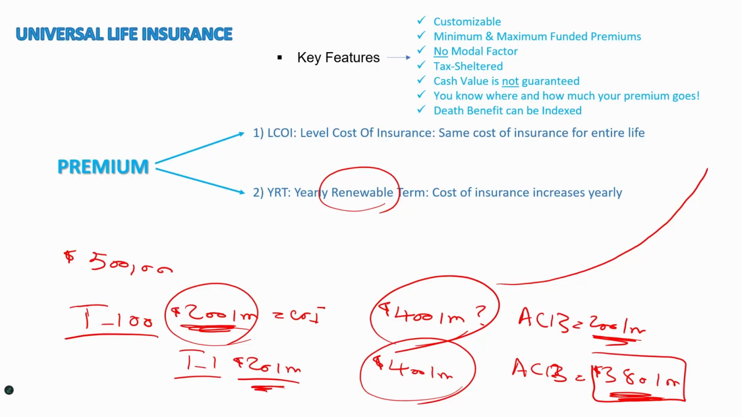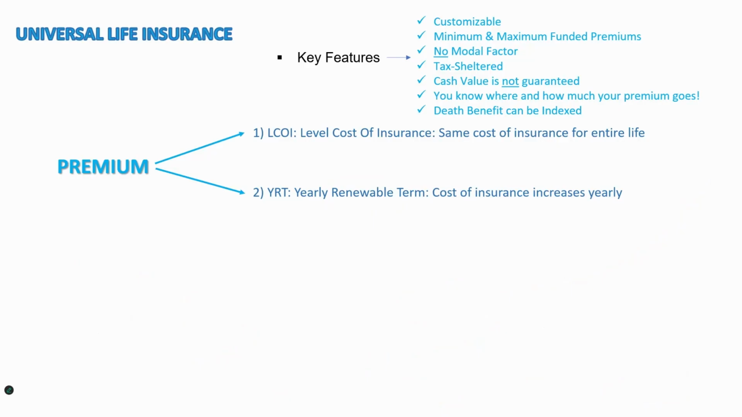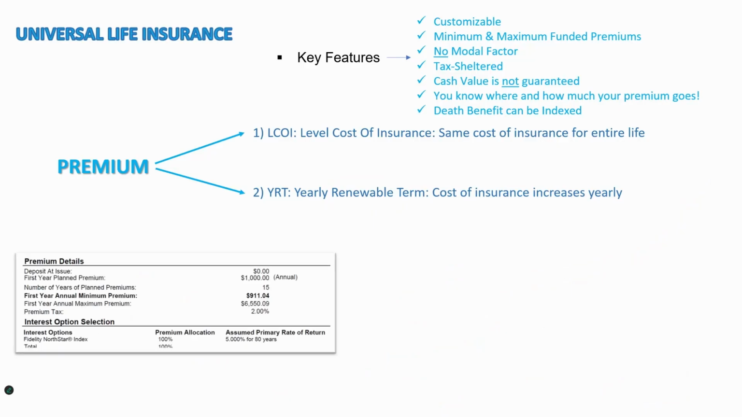So let's actually look at an example. This is an illustration for insurance, for a universal life insurance policy. As you can see, I've made everything customizable. So number of years of planned premiums, I've chosen it to be 15 years. So a client, an insured, a policy owner, they can choose how many years they want to pay, right? Second, the insurance company is telling me that if you want this amount of life insurance, whatever amount it is, you have to minimum pay $911 a year, and you can go maximum up to $6,500. So that is your bracket of how much you want to invest and how much you want to pay.